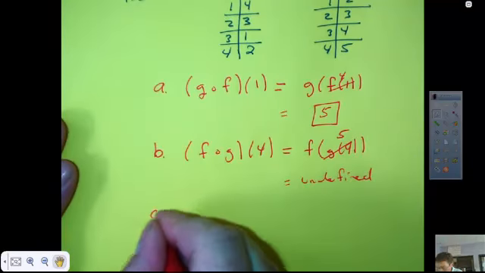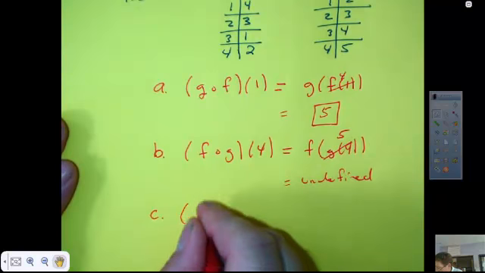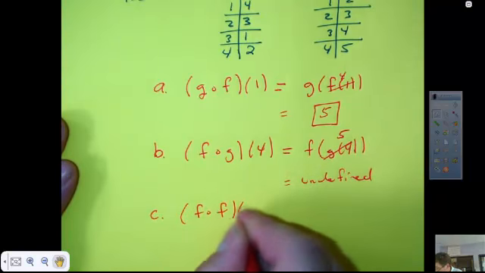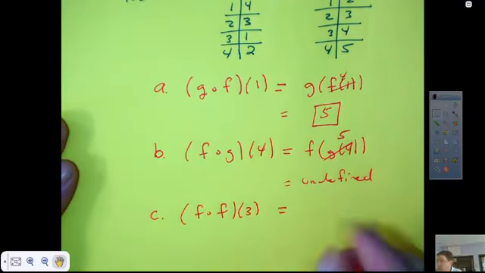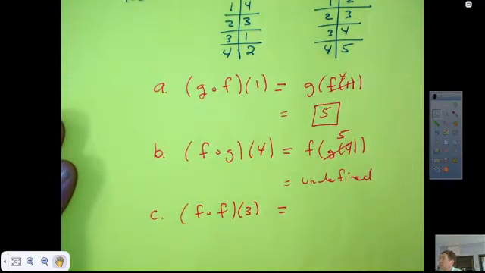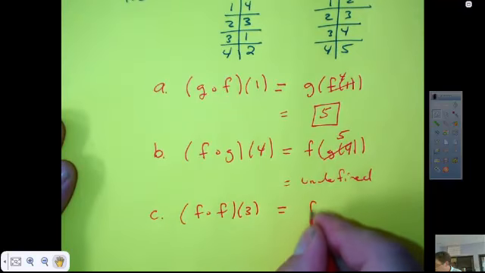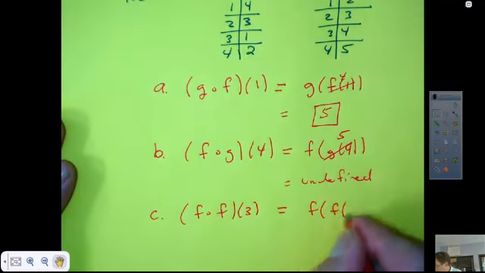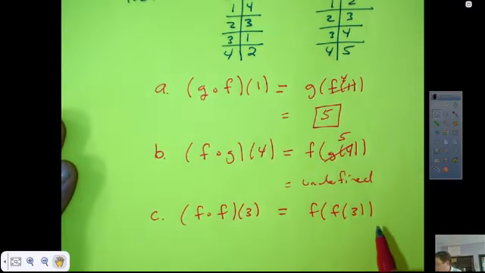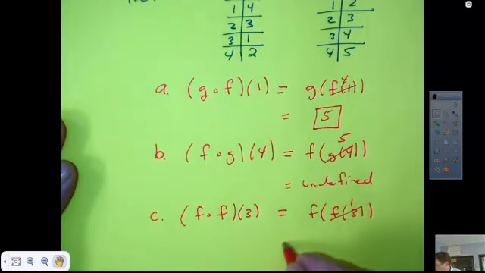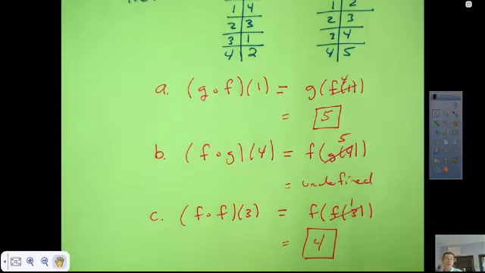Let's do one more today, and that is f composed of f of 3. So a composition of a function on itself. Find f of 3. f of 3 is 1. f of 1 is 4. So the answer is 4. I like those. Those are easy. Good.